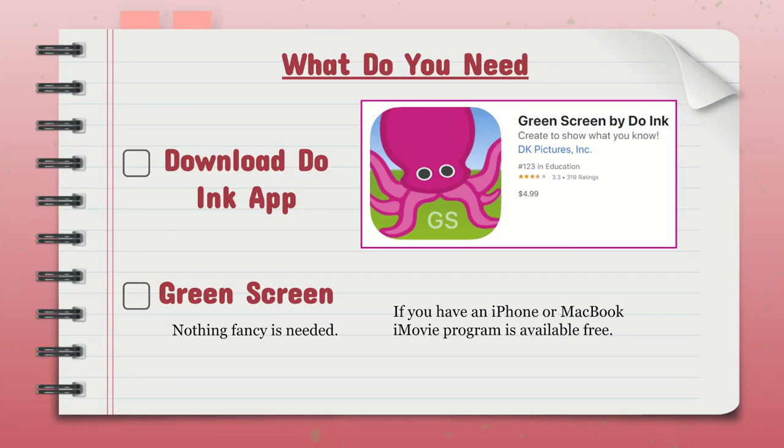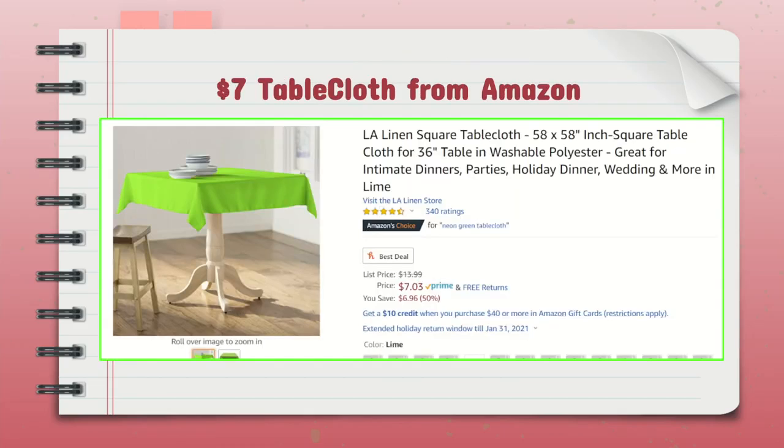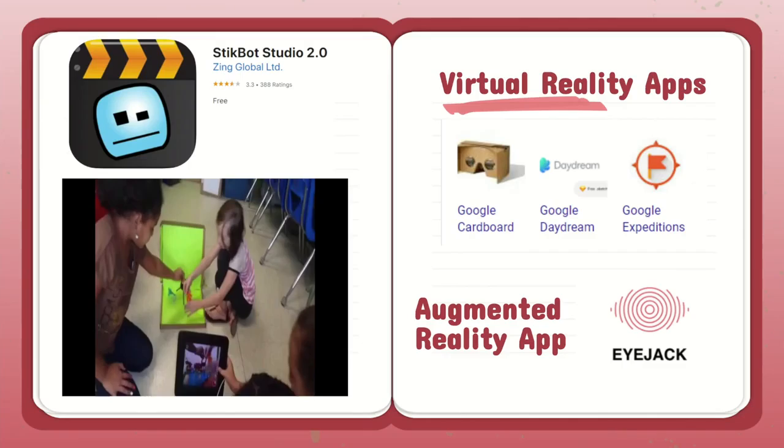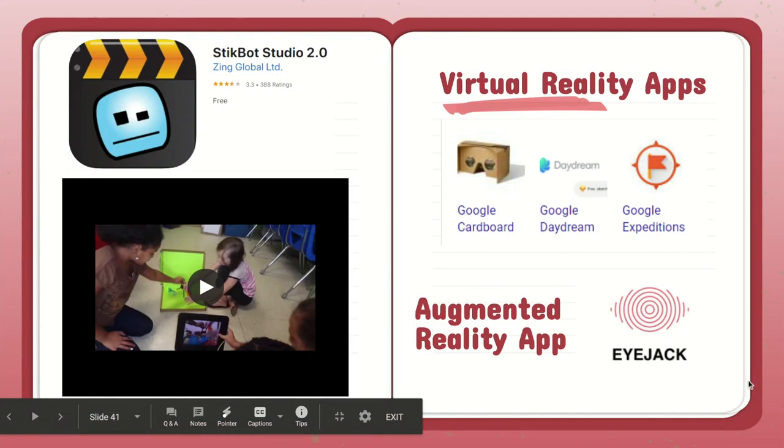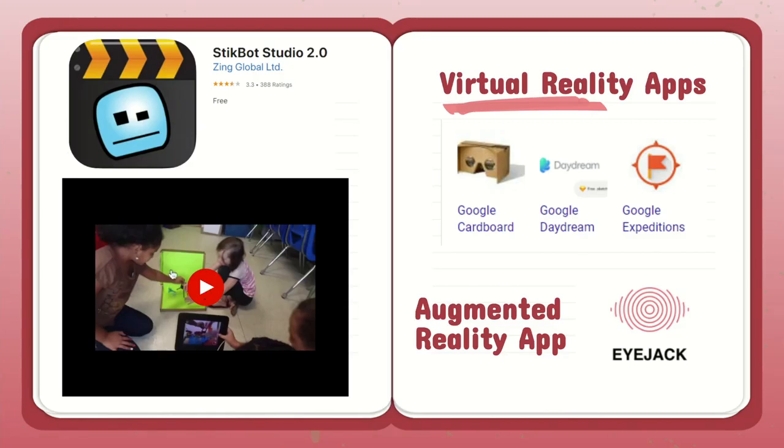And for a green screen, you don't need anything fancy. This green tablecloth works just fine. It's $7 on Amazon. Another app that I really like, it's free, it's called Stickbot Studio app. You don't need to buy the Stickbots or the other creations that you see in this short little video. It will work just fine without any extra props. I also used a pizza box with some green screen construction paper in these videos.